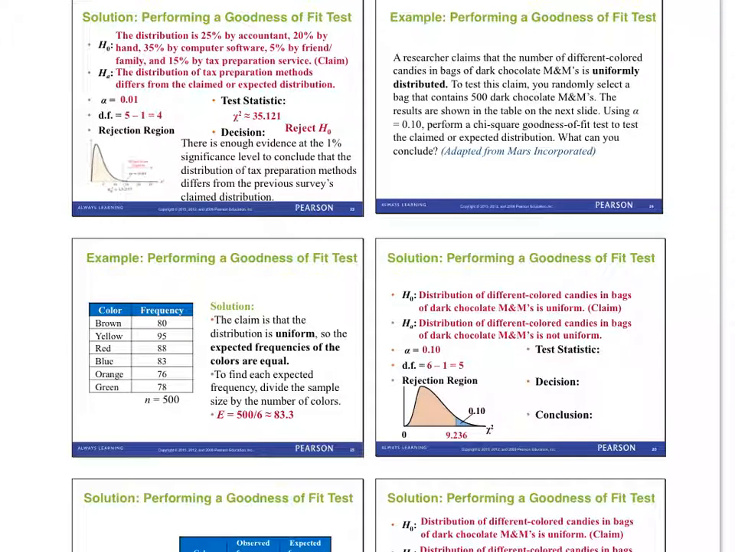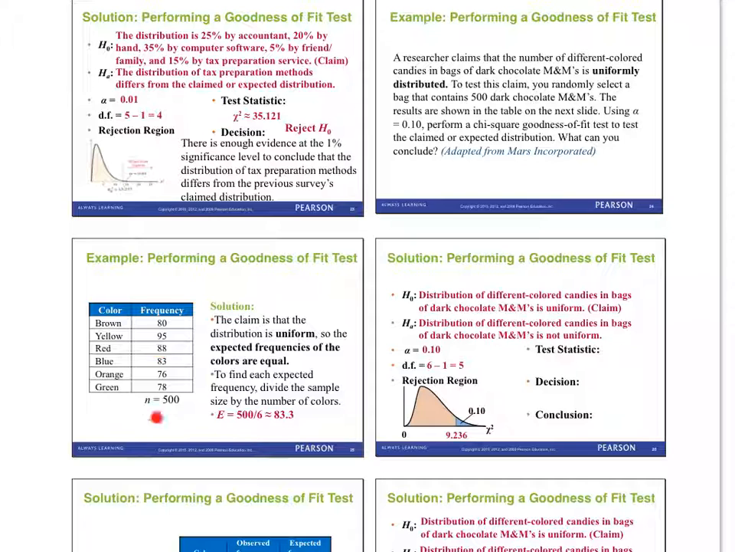Okay, so we're going to give you a second example here. In the second example, a researcher claims that the number of different colored candies in a bag of dark chocolate M&Ms is uniformly distributed. Uniformly means the colors are all equally distributed. To test this claim, you're going to get a bag that has 500 dark chocolate M&Ms, and you're going to count the frequency of each color. Using alpha equals 0.10, we're going to perform this so-called chi-square goodness of fit test.